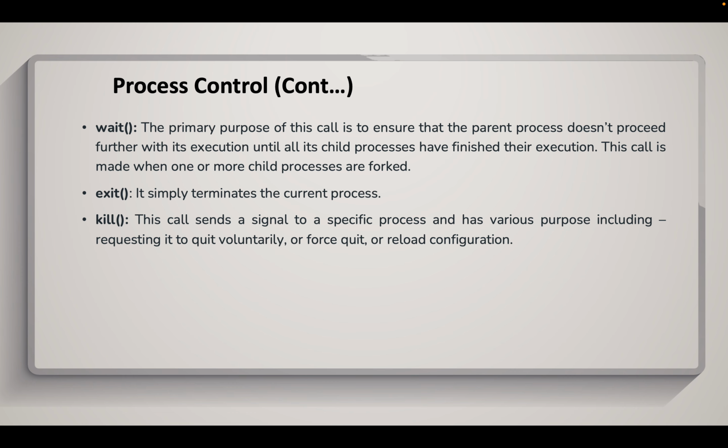It simply terminates the current process, terminates it properly. Kill. Kill is a system call to terminate a process forcibly. It is a force quit. This system call is most of the time used when the system is hanged, when a deadlock occurs in the system. We kill the process and we release the deadlock situation.